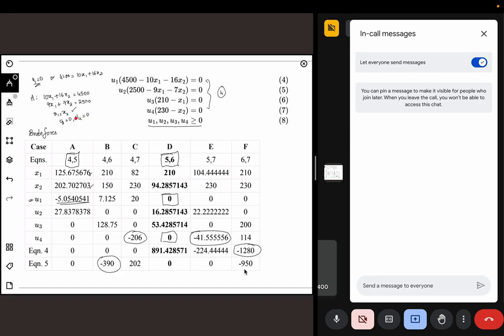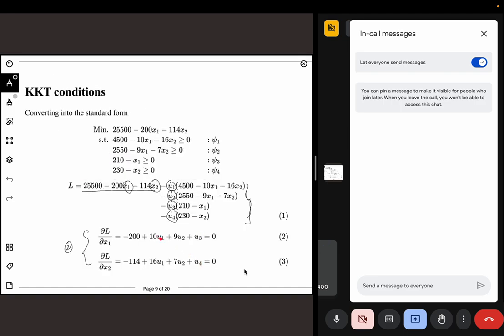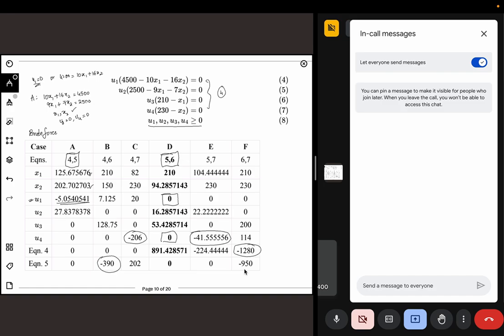So I got u3, u4, x1 and x2. Once I have u3 and u4, I can substitute them here. This will be in terms of two equations in u1 and u2. Two equations, two unknowns, so I can solve this and get the u1 and u2 values. Those are these u1 and u2 values. You have to do that for all possible cases.